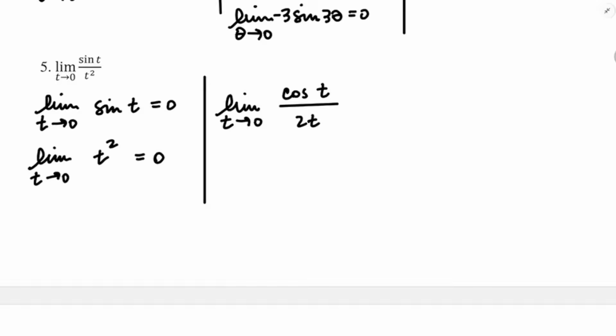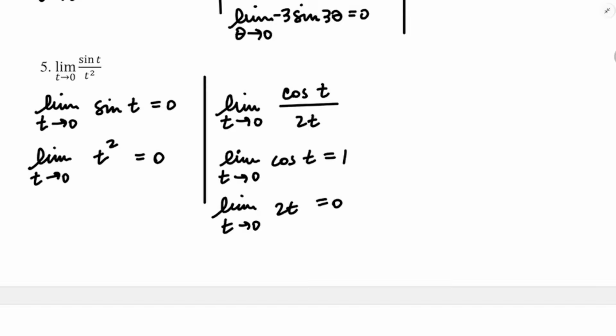T is approaching 0. With this one, the limit of the numerator is 1, but the limit of the denominator is 0. And so that means we're getting closer to non-zero over 0, and that is the type of limit that just does not exist. So we're just going to say DNE, and that'll be all for that one.